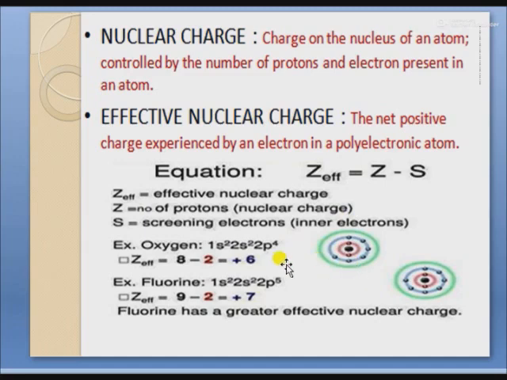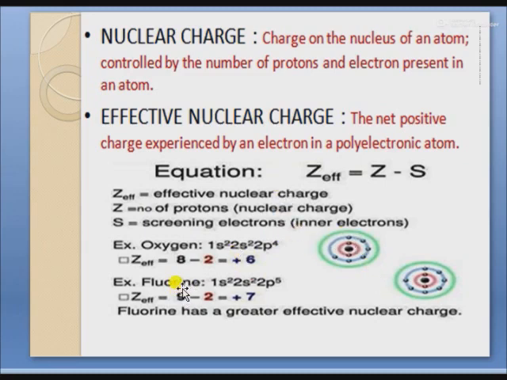Here we have two examples. First example is of oxygen, which contains 8 electrons, and Z effective nuclear charge for oxygen is equal to 8 minus 2. 8 is the total number of electrons of oxygen and 2 is the screening electrons, means screening constant, which is determined by a Slater rule, and we get Z effective is equal to plus 6, means plus 6 is the net positive charge which is experienced by the electron in this atom.